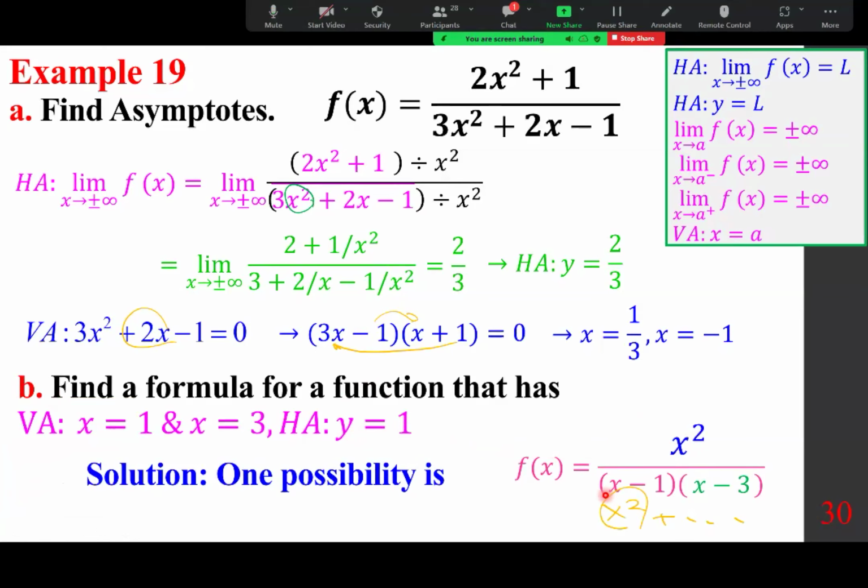This is one way to do it. Another possibility is x squared, let's say plus 7. Let's just make it up. Another possibility is x squared plus 7, don't change the denominator. That's just as good. So it's not unique, and this is one way to come up with the answer.